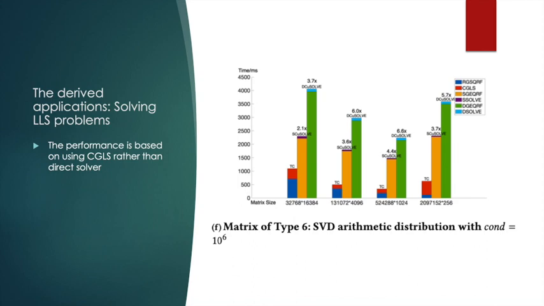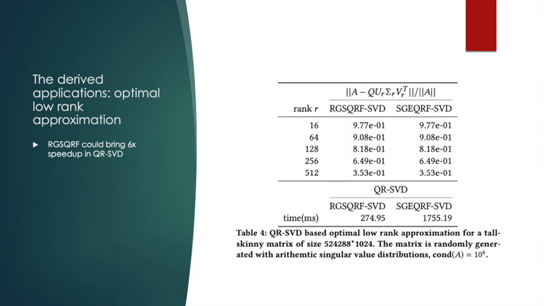QRSVD is another story. We don't need any refinement to rescue the accuracy loss. See this table: RGSQRF SVD is around 6 times faster than SGEQRF SVD, and meanwhile we didn't see any difference between the results, even if the rank is as large as 512. This is because the error mainly comes from truncation instead of from tensor core.